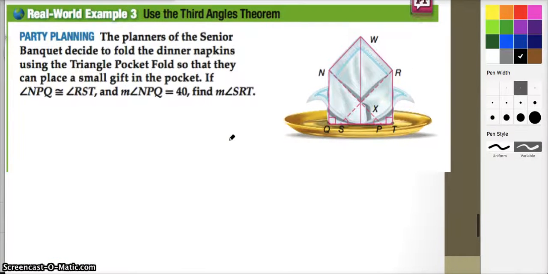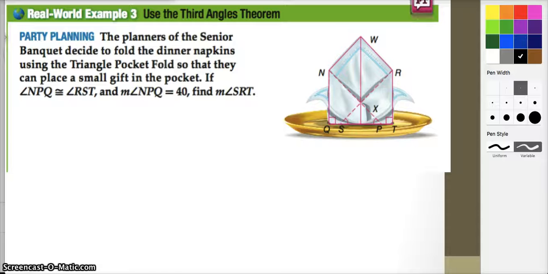All right, so let's look at example 3. We're going to use the third angle theorem. Party planning, another real world example. The planners of the senior banquet decide to fold the dinner napkin using triangle pocket fold so that they can place small gifts in the pocket. If the angle NPQ, let's find that, NPQ, got it, is congruent to angle RST, and NPQ is 40, find SRT.